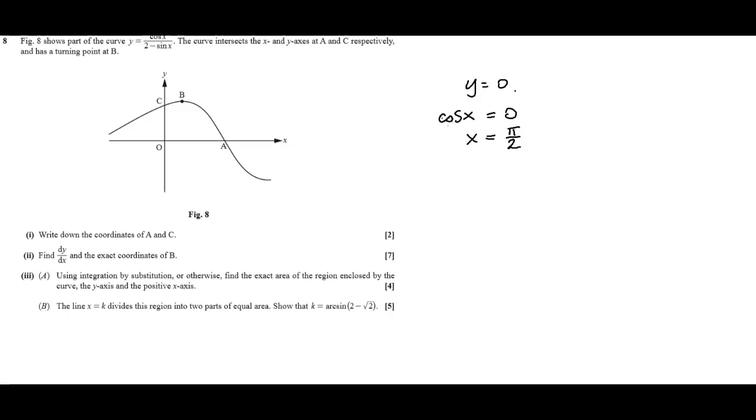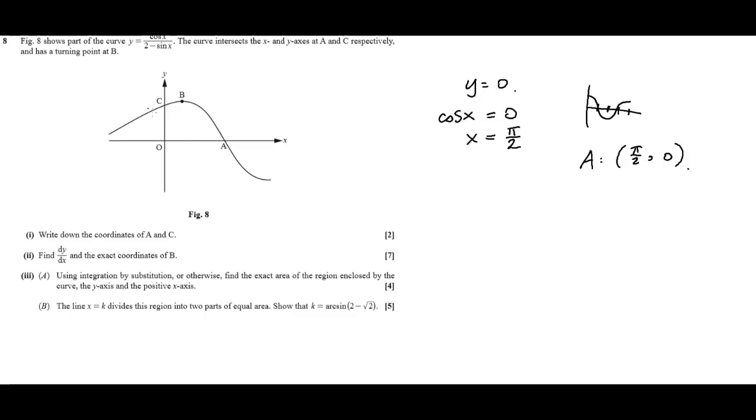Yes, cosine, because the cosine curve runs like this, and this is pi, this is half pi, this is 3/2 pi, and this is 2 pi. So with that, we know that for point A, we have the coordinate pi on 2, 0.